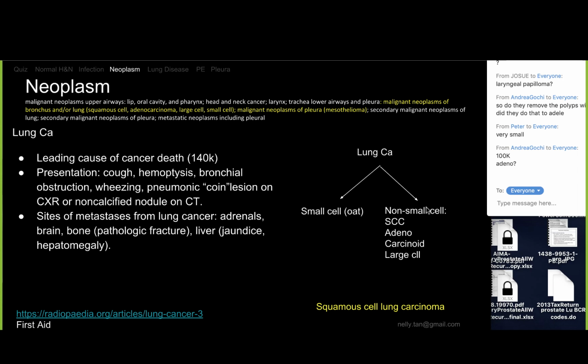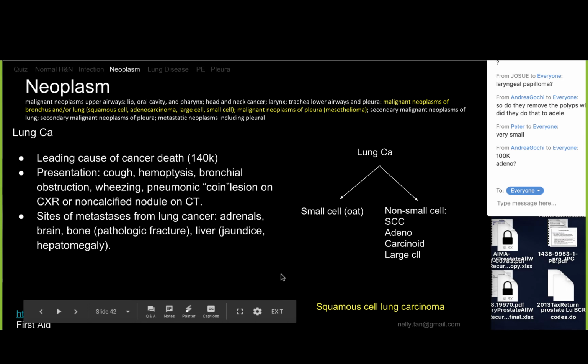Adenocarcinoma is actually the cause of the death of that neurosurgical resident at Stanford. I don't know if you guys heard about him, but he had metastatic adenocarcinoma and passed. He was about to finish residency.